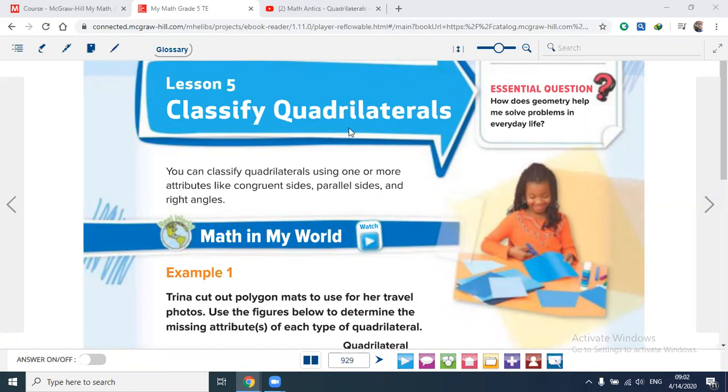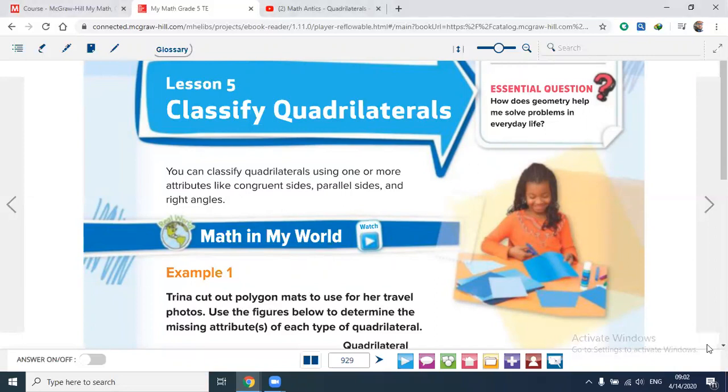As we learned in polygons, a quadrilateral has 4 sides. It's a polygon with 4 sides and 4 angles. You can classify quadrilateral using one or more attributes like congruent sides, parallel sides, and right angles. By using these attributes, I can classify quadrilateral.